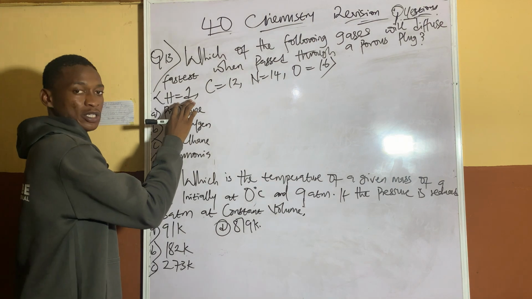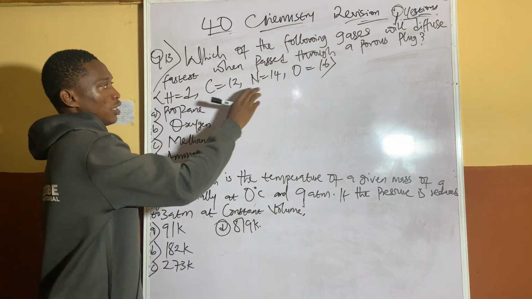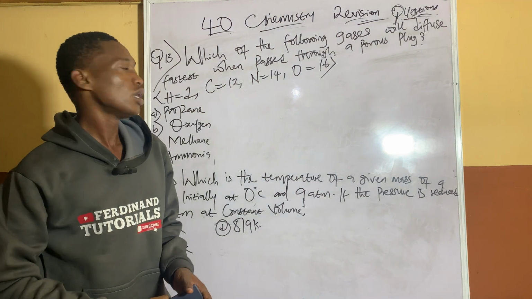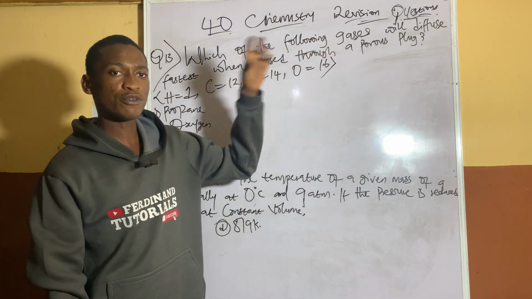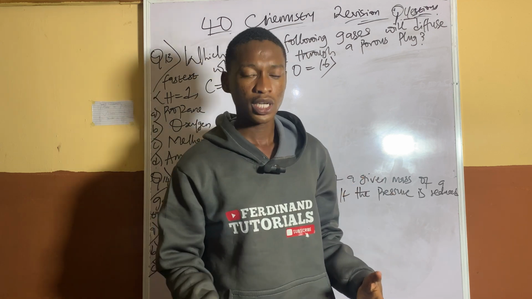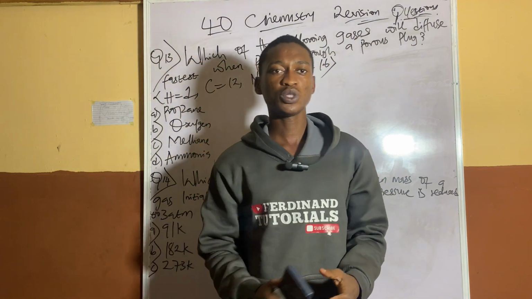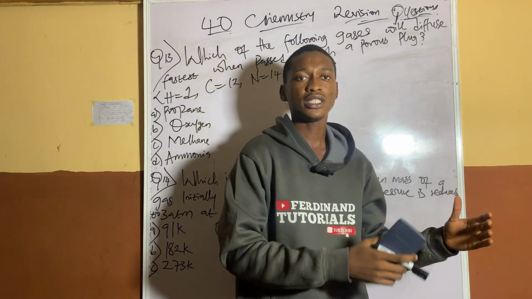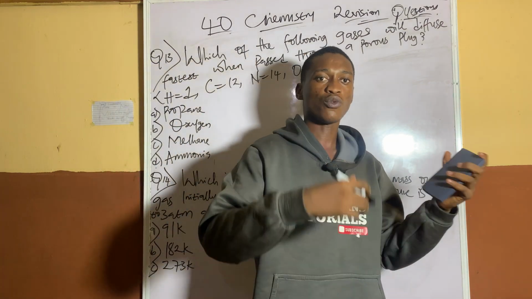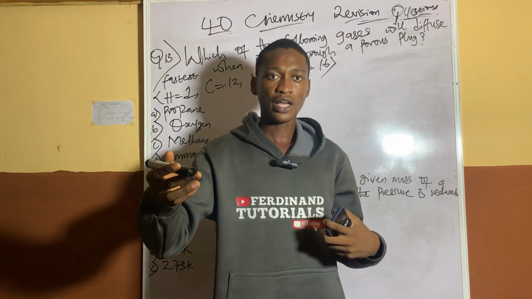Now they give us the molar mass of hydrogen, carbon, nitrogen, and oxygen. Now, how do we solve this question? Remember, for a gas to diffuse through a porous plug, we're talking about Graham's law of diffusion. Graham's law says that the rate of diffusion of a gas is inversely proportional to the square root of their molar masses.